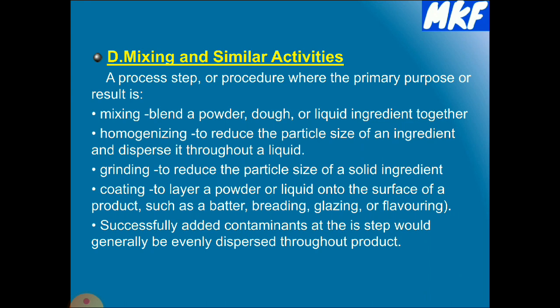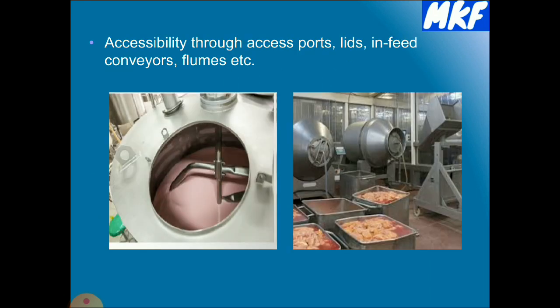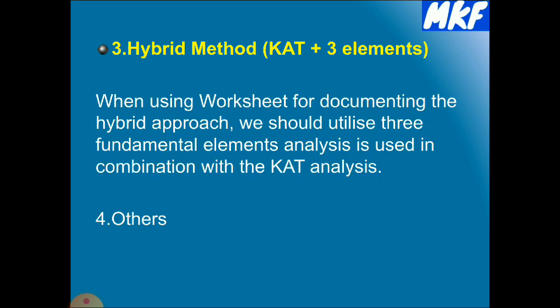This frequently includes use of equipment such as mixers, blenders, and other cascade-type applicators. Successfully added contaminants at this step would generally be evenly dispersed throughout the product. Accessibility is through access ports, lids, in-feed conveyors, flumes, etc. These are the things. And now the third method for conducting the vulnerability assessment.